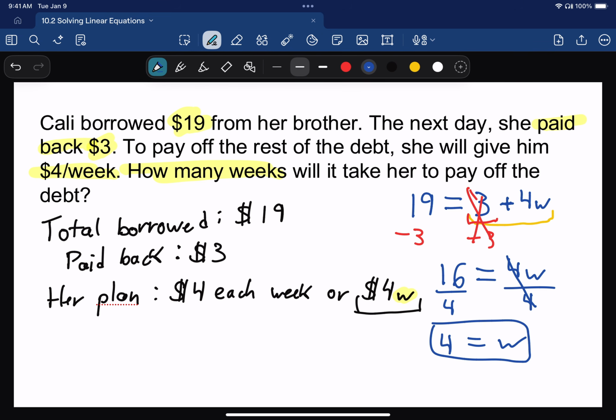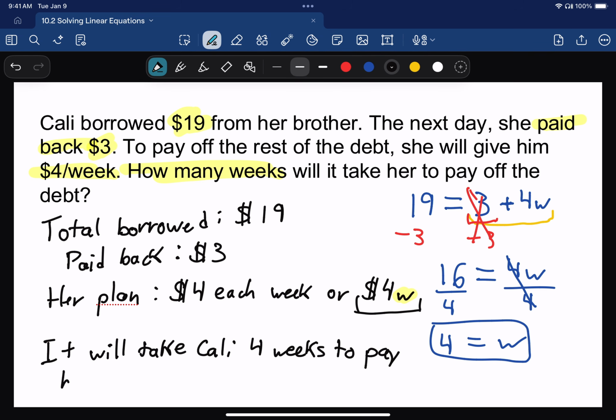So I'm not done here because I have the answer, but I need to put it in a sentence because it's a word problem. So I can say it will take Callie 4 weeks to pay her brother back. Okay? So that is my answer there, okay? I want to see your answer in a sentence. So that is kind of how we approach word problems.